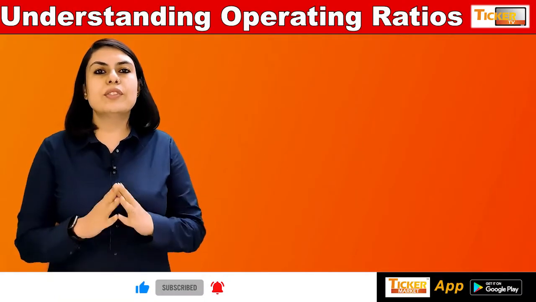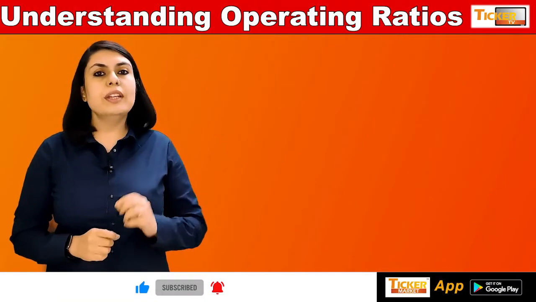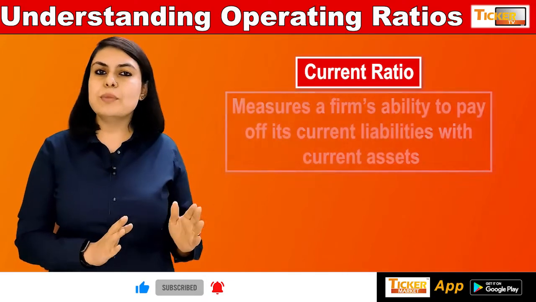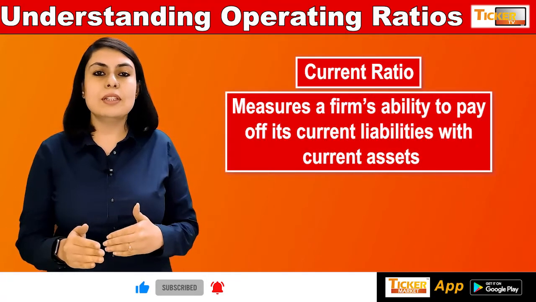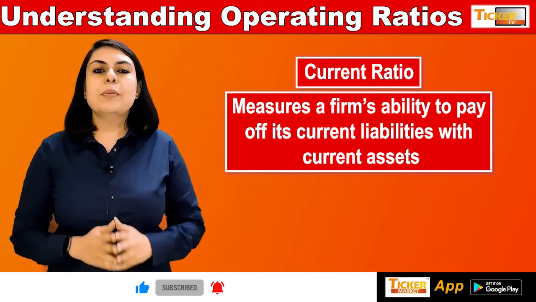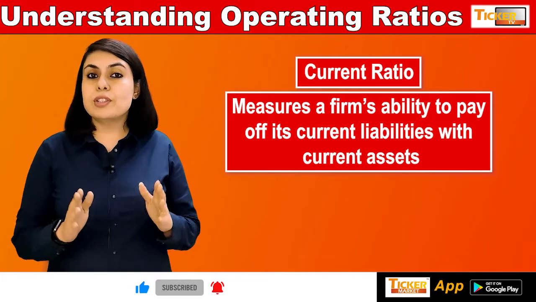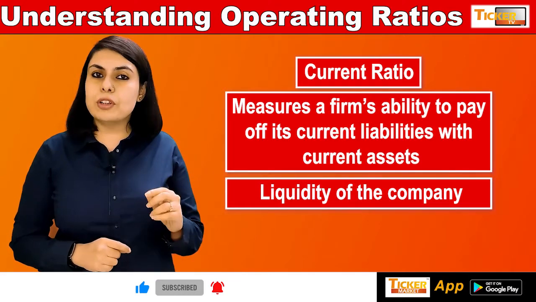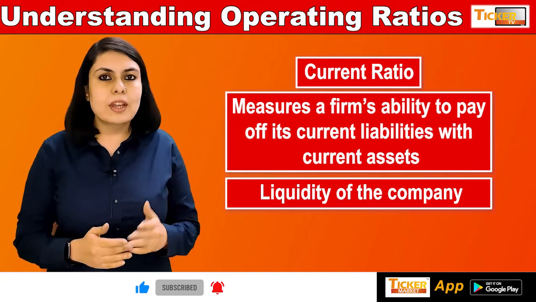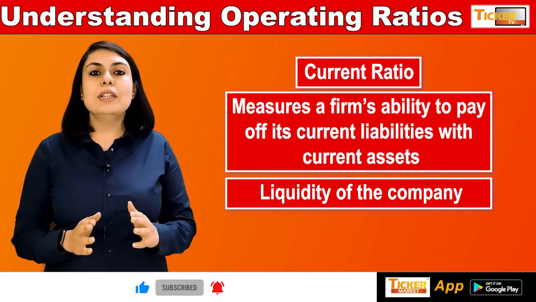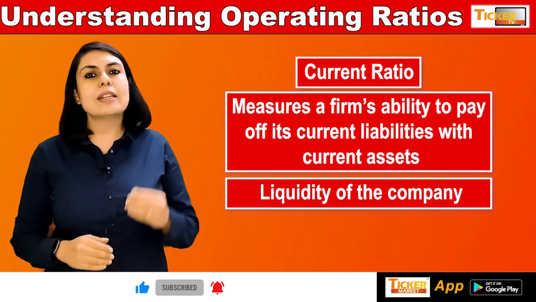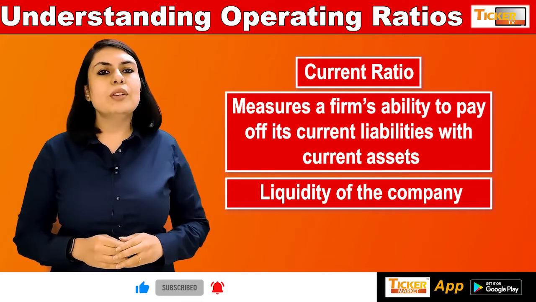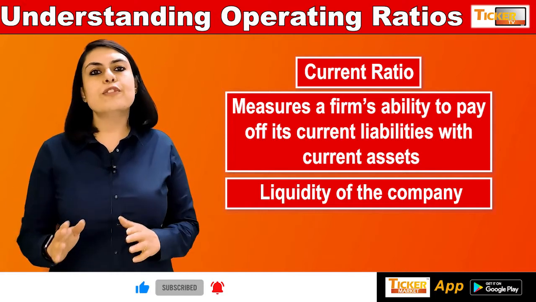Now the second ratio is the working capital turnover ratio. The working capital ratio, also called the current ratio, is the liquidity ratio that measures the firm's ability to pay off its current liabilities with current assets. The working capital ratio is important to creditors because it shows the liquidity of the company. This refers to the capital required by the firm to run its day-to-day operations. To run the day-to-day operations, the company needs certain types of assets like inventories, receivables, cash, etc. And these assets can be converted into cash much quicker than fixed assets.